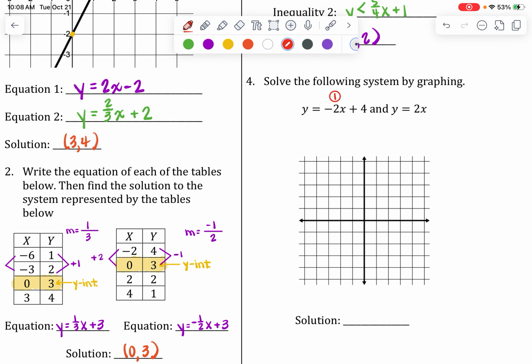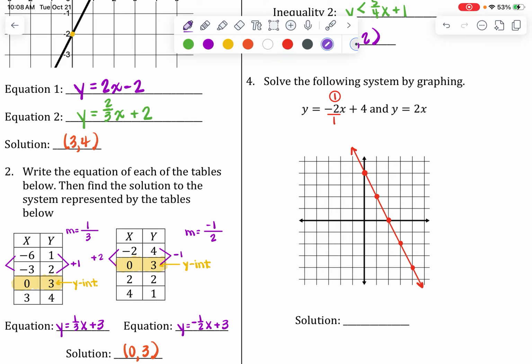Okay, so let's see, y equals negative 2x plus 4. So we start at 4. And then our slope is negative 2 over 1. So down 2, right 1, down 2, right 1, down 2, right 1. I'm going to keep that going so I get a nice pretty straight line. Notice it's a decreasing line, which it should be because my slope is negative.